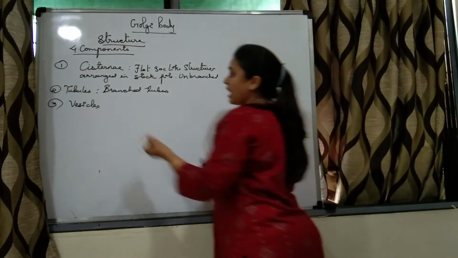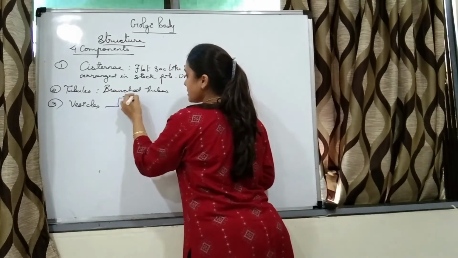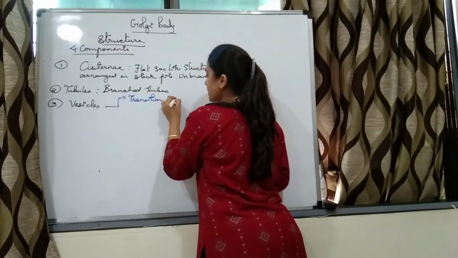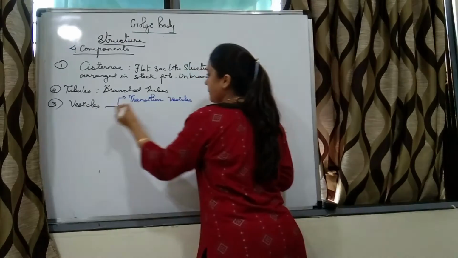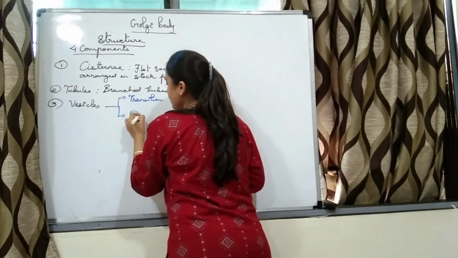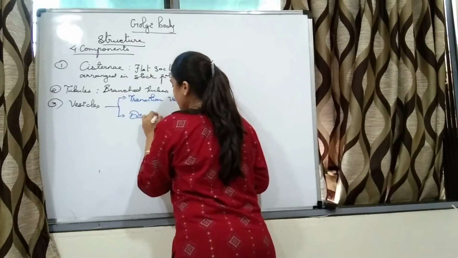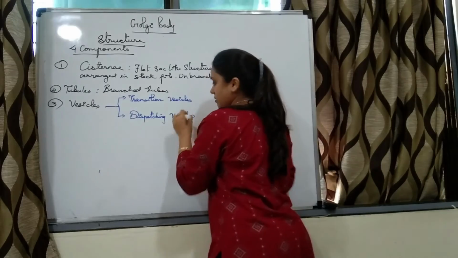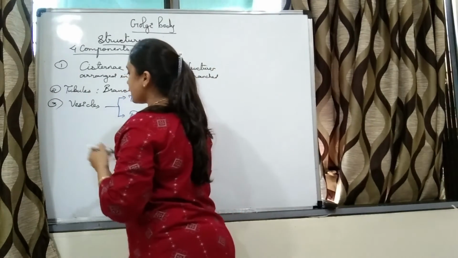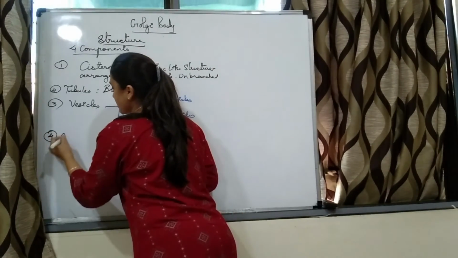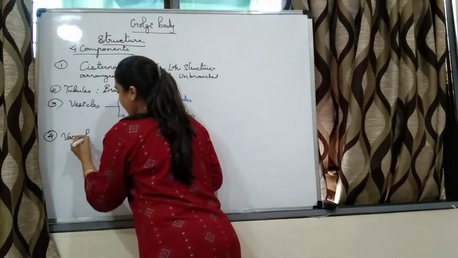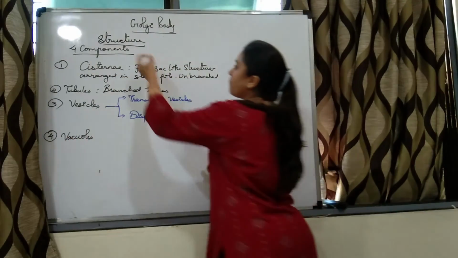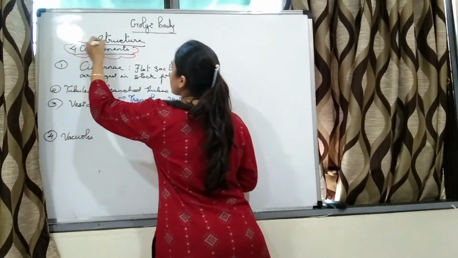These vesicles are also of 2 types, that is transition vesicles and dispatching vesicles, right? And the fourth is vacuoles, right? So there are vacuoles also present, right? So these are the 4 components of Golgi body.